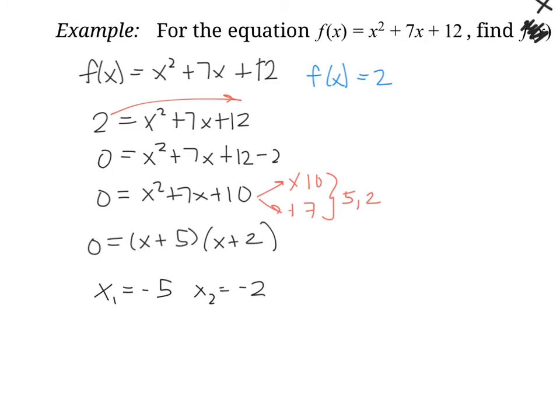Remember, if you have a factor where it's difficult to see what the 0 is, just set your binomial equal to 0 and solve for x. So in this case, x is negative 5 and x is equal to negative 2. So those are the two solutions to this equation.